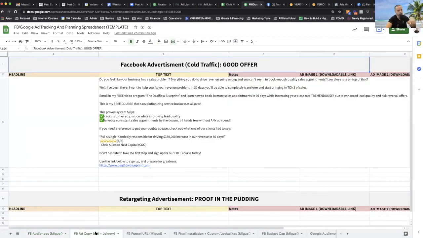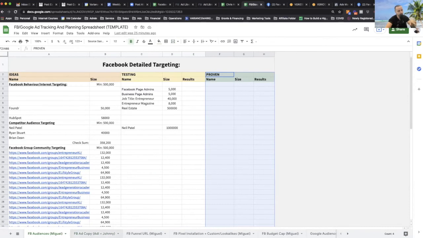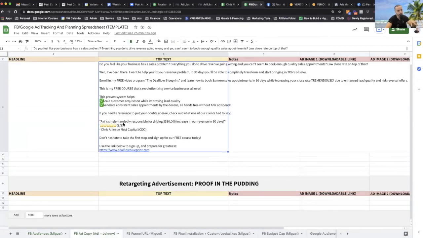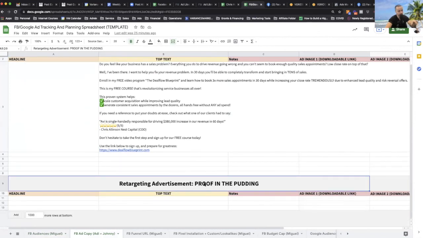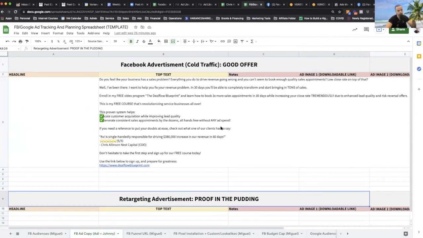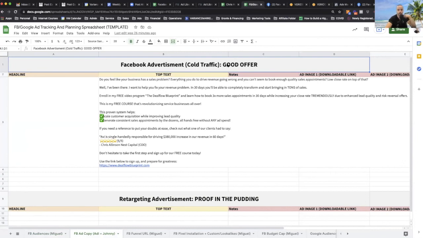Okay. Now here's where the copy comes in. So that was the audiences tab. Now you have the copy tab. This is where we plan out all of the different cold traffic advertisements and then the retargeting advertisements. Okay. Cold traffic is all about giving out a good offer, risk reversal, lead magnet. Here's an amazing offer for you to achieve and acquire. This offer makes so much sense for you. You're going to love it, right?